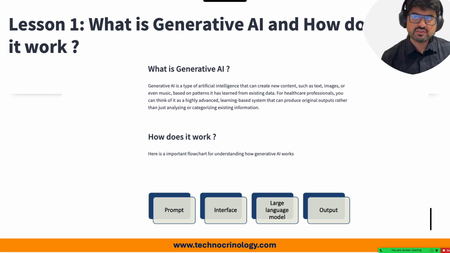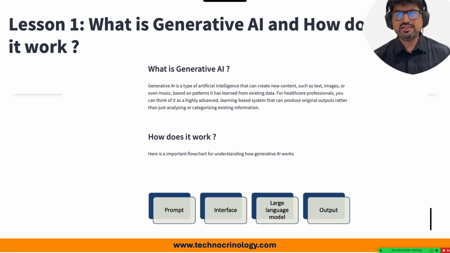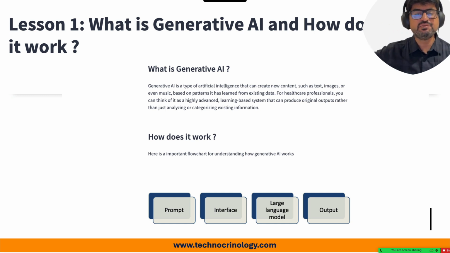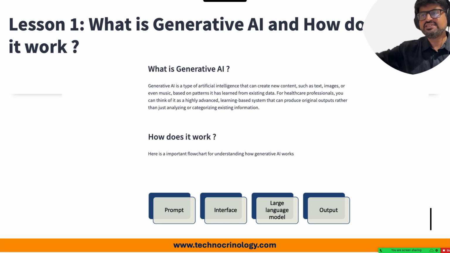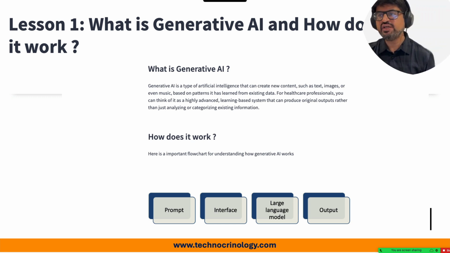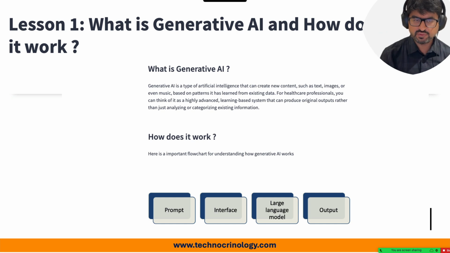There is a prompt, that is the set of instructions that you give. There is an interface, for example, ChatGPT is an interface. There is a large language model, for example, ChatGPT uses something called GPT-4o, which is a large language model, and then it generates the output. So every generative AI follows this sequence.